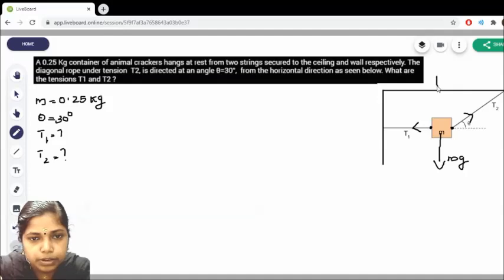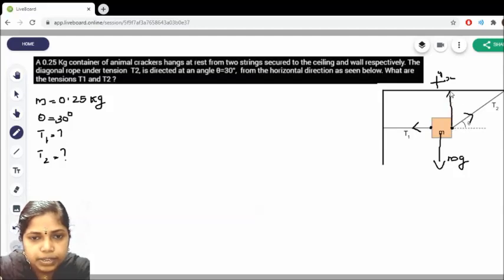If I am taking the coordinate system along this direction, xy coordinate system, I have to resolve all the forces along y direction and x direction. So mg is acting along y direction and T1 is acting along x direction, but T2 is not along x or y. So we have to resolve it into x component and y component.